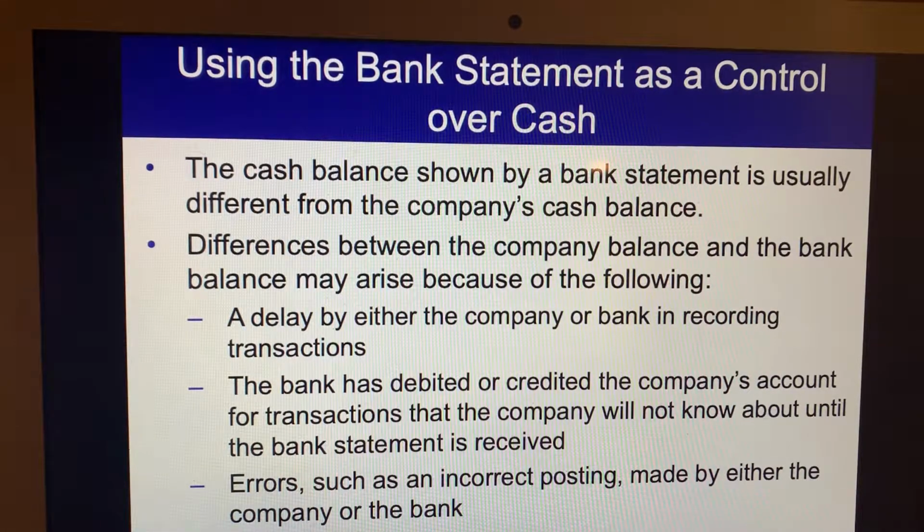The cash balance shown by a bank statement is usually different from the company's cash balance. Differences between the company balance and the bank balance may arise because of the following: a delay by either the company or the bank in recording transactions. The bank has debited or credited the company's account for transactions that the company will not know about until the bank statement is received. Errors, such as an incorrect posting, made by either the company or the bank.